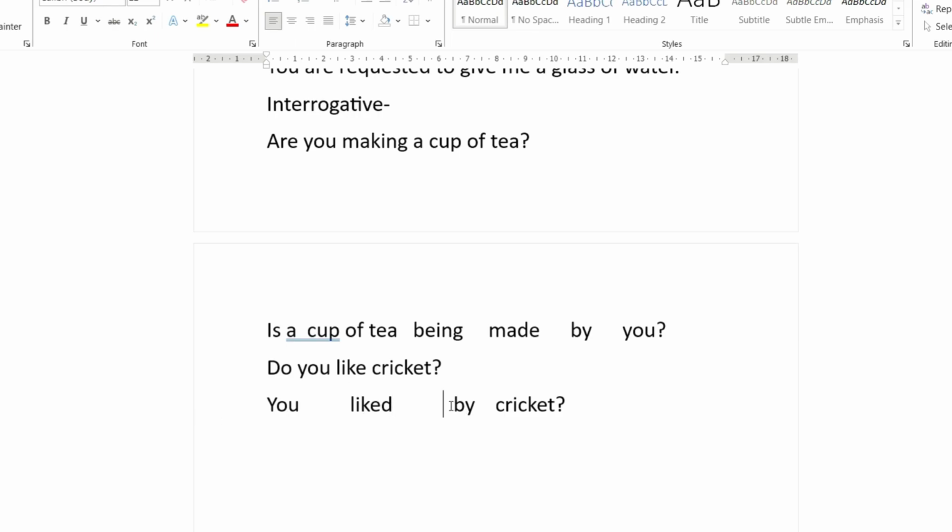Now, this is a simple present tense sentence, right? So in simple present tense, what do we add? Helping verb. So the verb will come in front because it's a question. So the answer is, is cricket liked by you? Because we have to change it into passive, cricket will go in front, you will go at the last, and because it's a question, the helping verb will come at the front. So, is cricket liked by you?